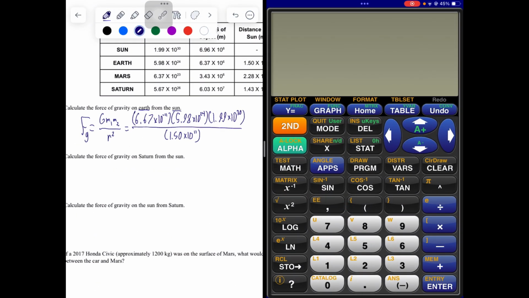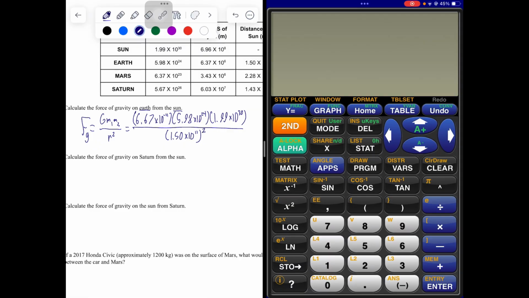Alright, now that we've got this set up, don't forget this is squared on the denominator. Let's go ahead and practice scientific notation in our calculator. 6.67, and you hit that EE button. After EE, you enter your exponents. Our exponent is negative 11, we enter it. I like to just hit enter, make sure that the calculator got it. If it was not input correctly, it will give you an error.